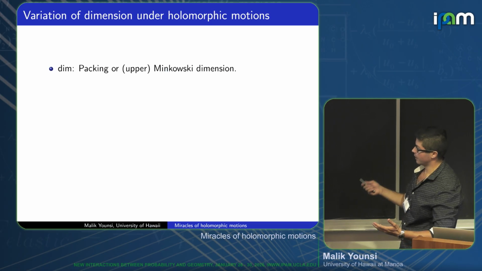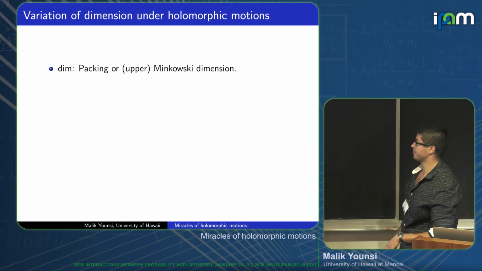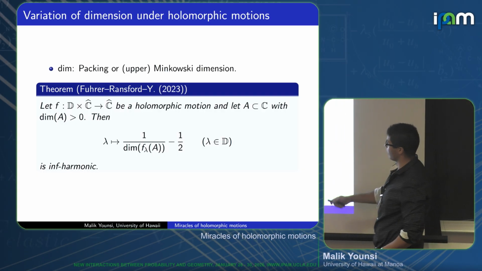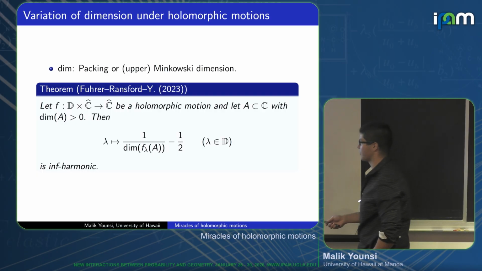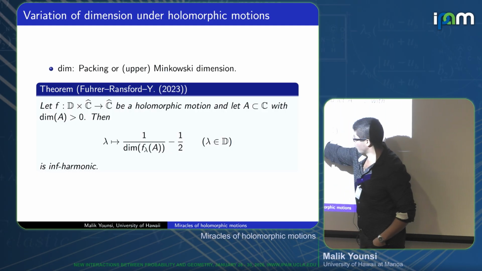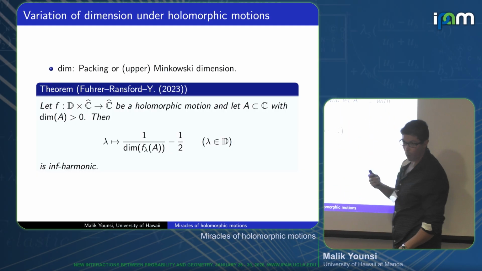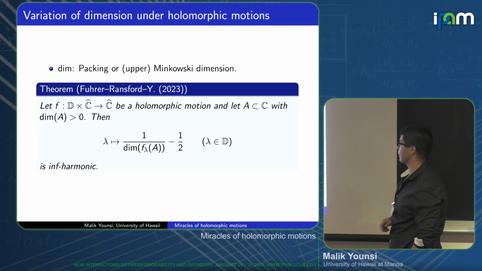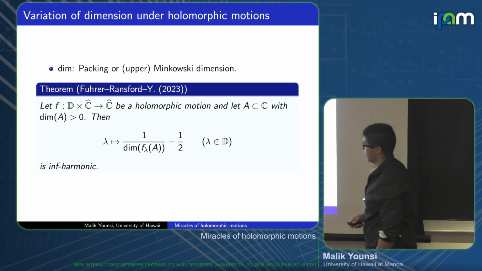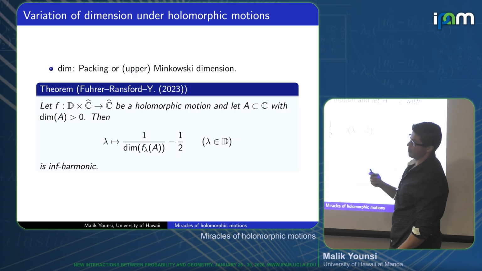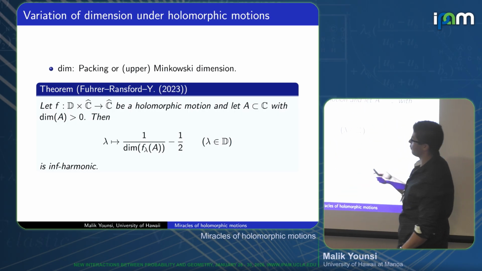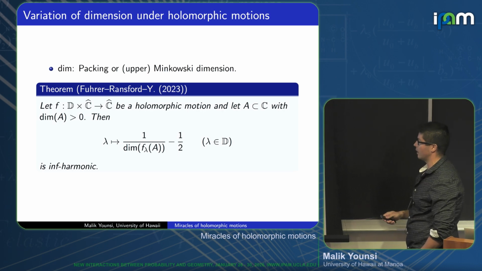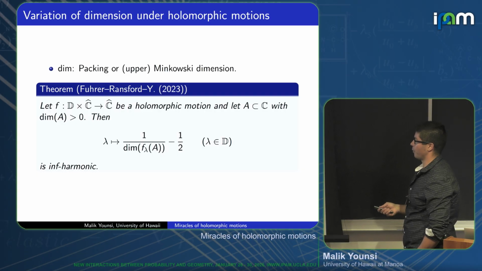So the first one we have applies to packing or Minkowski dimension. And we were able to show the following, that if you start with any holomorphic motion in any set, no assumptions at all, then this function 1 over the dimension, and then you normalize by subtracting 1/2, is always one of these inf harmonic functions. Okay? So in particular, this gives you Harnack inequality for this, and as we mentioned, this gives you another proof of Astala's estimates for packing dimension or Minkowski dimension. Okay? So that's the first theorem that we have.